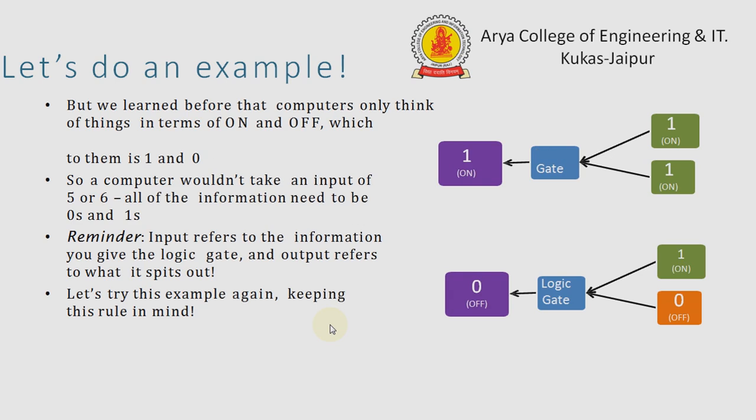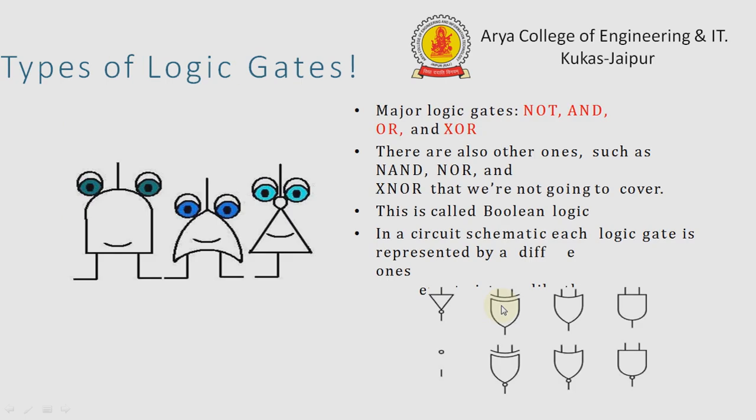But we learned before that computers only think of things in terms of on and off, which to them is 1 and 0. So a computer wouldn't take an input of 5 or 6; all of the information needs to be zeros and ones. And as a reminder, input refers to the information you give the logic gate, and output refers to what it spits out. Let's try this example again, keeping the rule in mind. Here, both are 1, so the gate is on, and 1 is on, 1 is 0. When applied to the logic gate, the output is 0 and it is off.